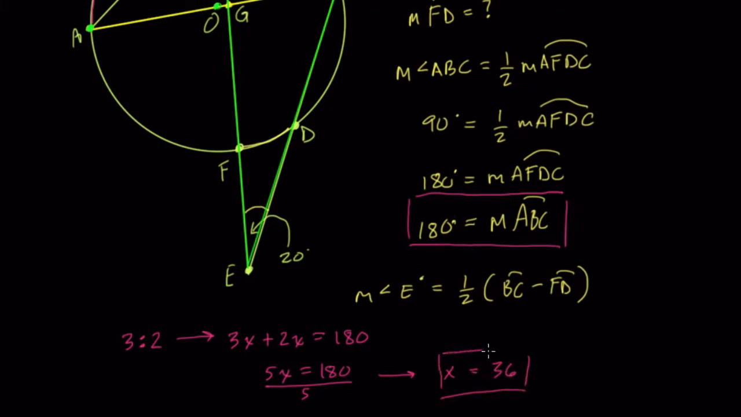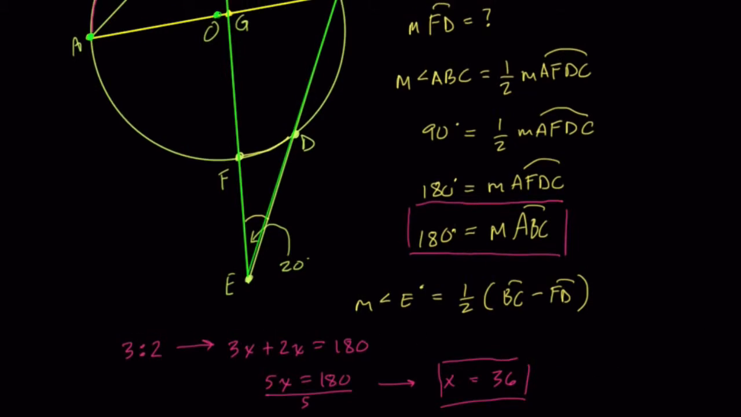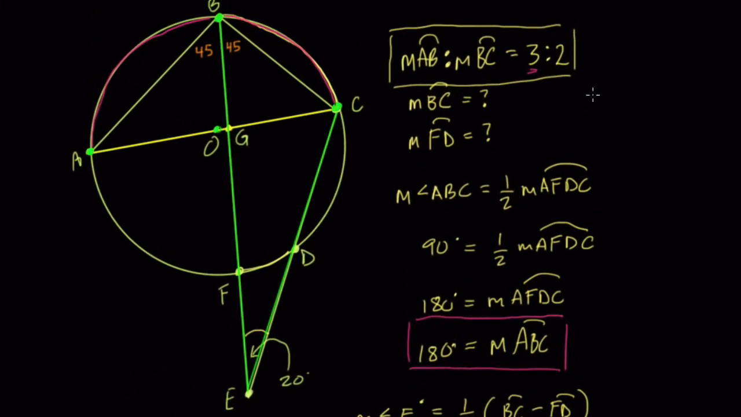If I plug this value into what I said the values of the arcs are, 3x and 2x, what happens? Well, x is 36. So AB is 3x, or 3 times 36, but we are concerned directly with BC. BC is 2 times 36, or 72. So we've got our first answer. It's 72. What about FD? How do we find that over here?